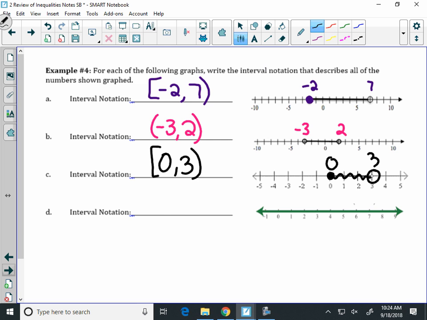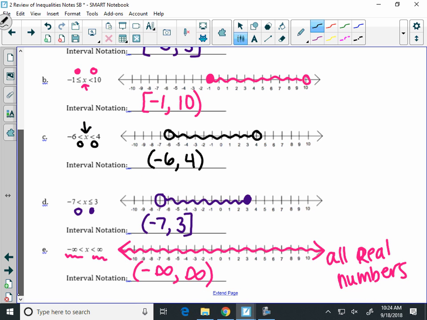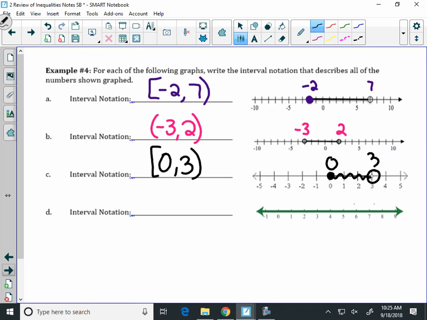And lastly, just like we did up here in E, notice that this entire number line is colored in with arrows going in both directions. Well, the arrow on the left is pointing to negative infinity, which gets a parenthesis, and the arrow on the right is going to positive infinity, which also gets a parenthesis.